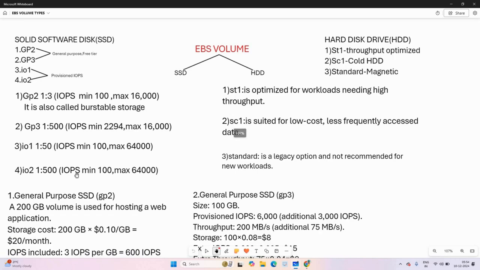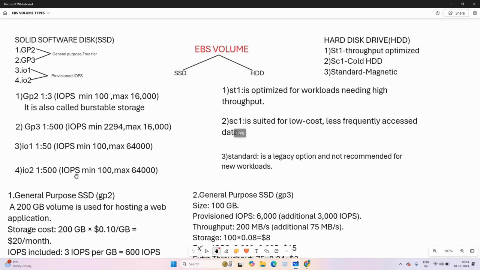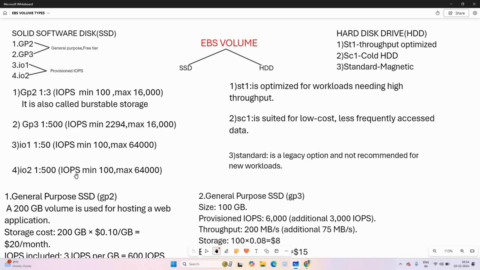And IOPS and throughput. Throughput is the speed of data transfer, measured in megabytes per second. So how much data will be stored in a fraction of a second is calculated in megabytes per second, MB per second, and this hard disk drive is throughput optimized. ST1 is throughput optimized, ideal for frequently accessed data, and it is used for workloads like big data.